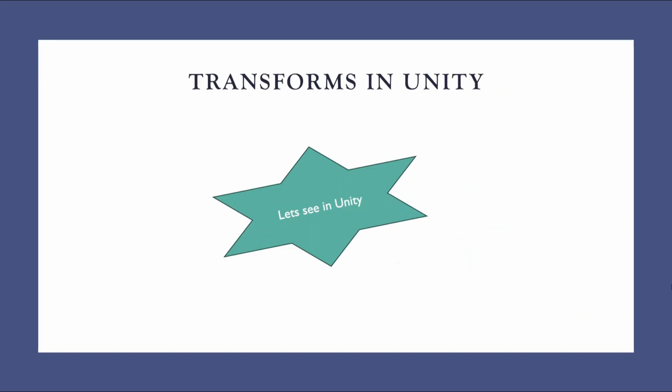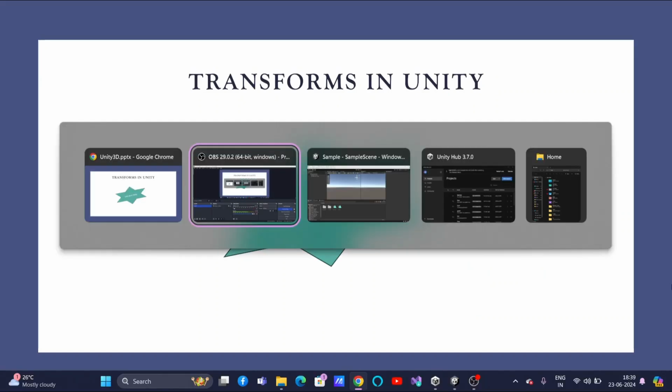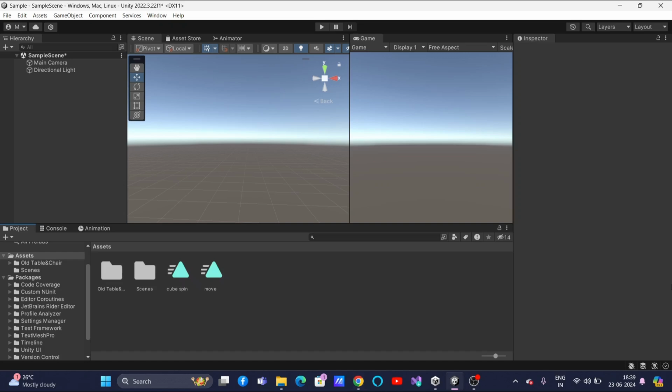So let's see this working in Unity. I want you all to open the Unity editor. You are all aware, from the last class, of this complete interface. All right. Now this is an interface where nothing has been added. To understand this, I have already downloaded some objects, the same thing we downloaded from the asset store in the last class.